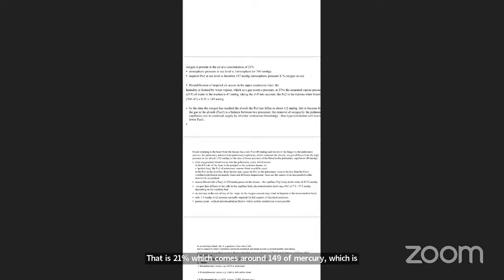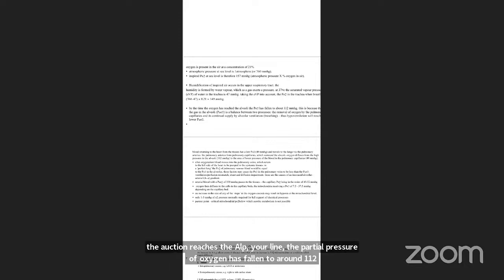By the time the oxygen reaches the alveoli, the partial pressure of oxygen has fallen to around 112 millimeters of mercury. This is because it balances between the removal of oxygen from the pulmonary capillaries and also the adding of carbon dioxide. So because of this balance, it decreases from 149 to 112 millimeters of mercury.